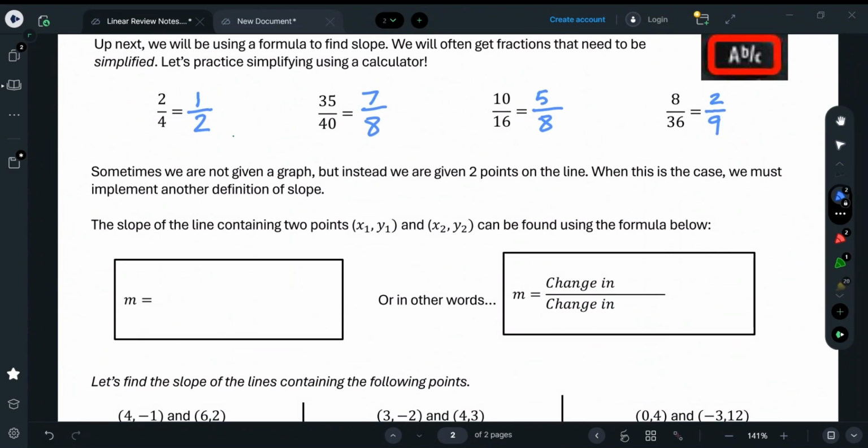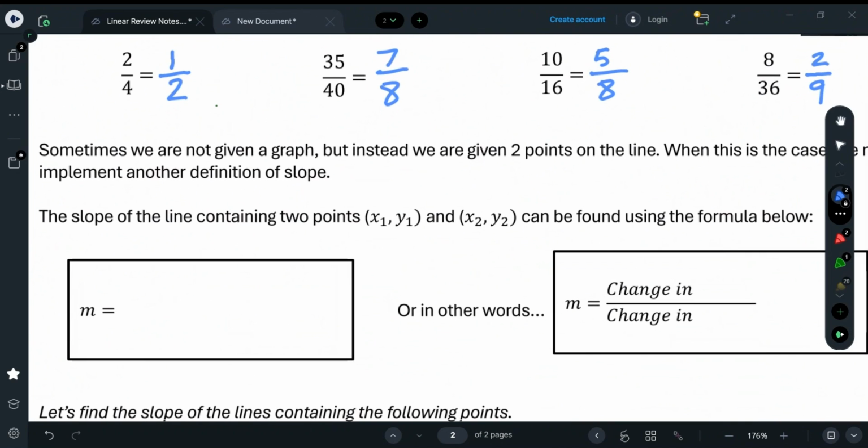So basically what we have here on this last piece is a way to figure out the slope when we don't have a graph, but we know the coordinates of 2 points, okay? This is what it says here: the slope of a line containing 2 points. And these are just 2 generic points right here. We're going to be working with specific examples where these will be numbers. We'll see what that looks like.